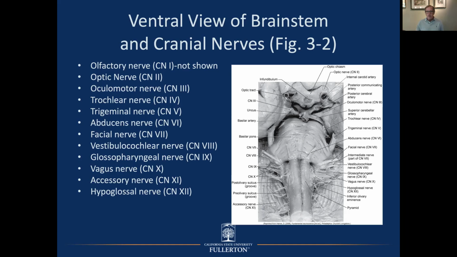The accessory nerve, number 11, is shown down here someplace. Where is number 11? Right here. Okay. And we will study that briefly. It has to do with shoulder movement and head turning. And then the hypoglossal nerve, number 12, over here, is pretty important for us because it controls tongue movement.